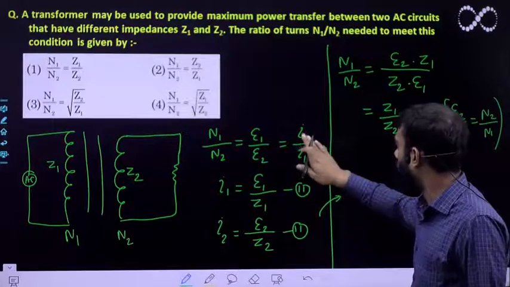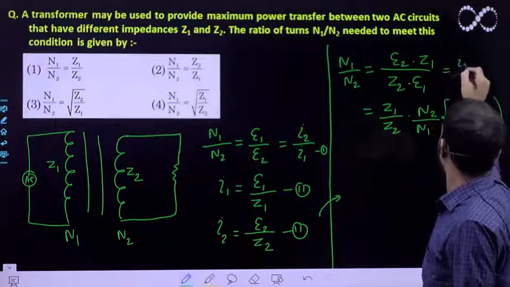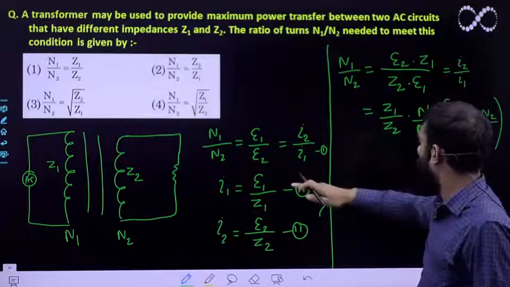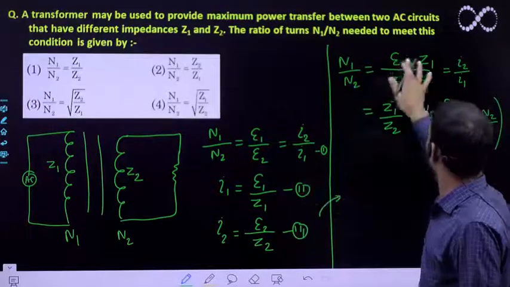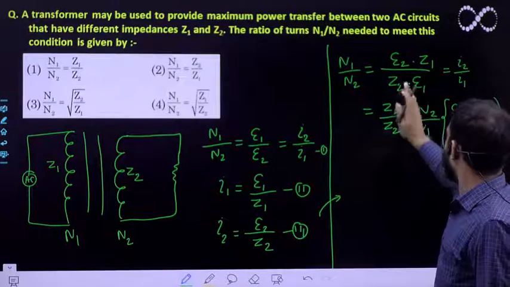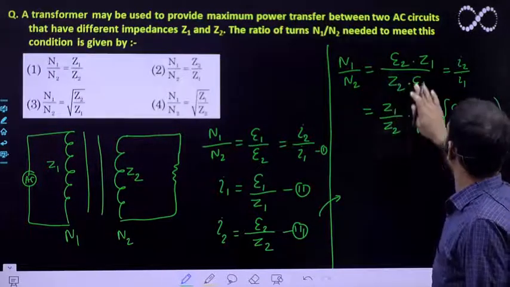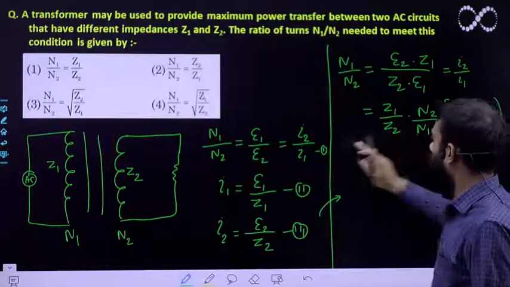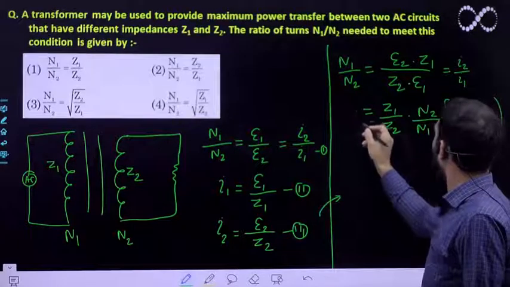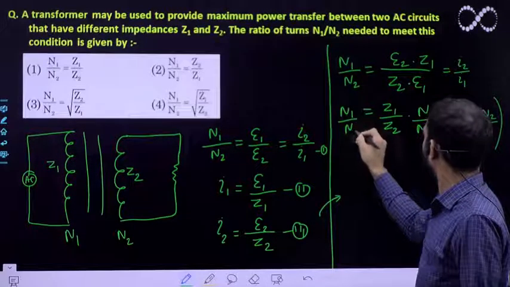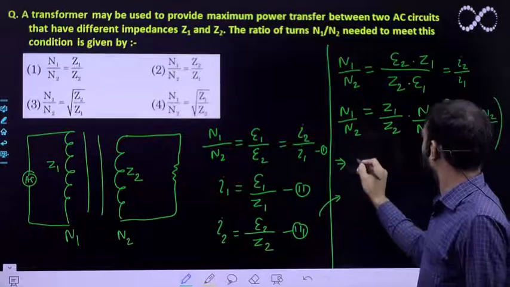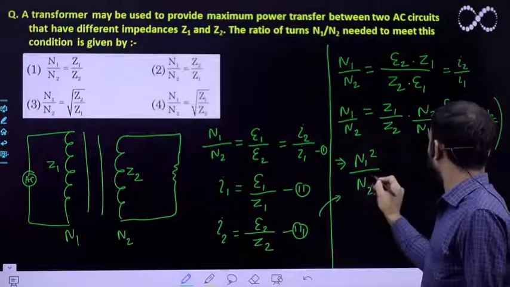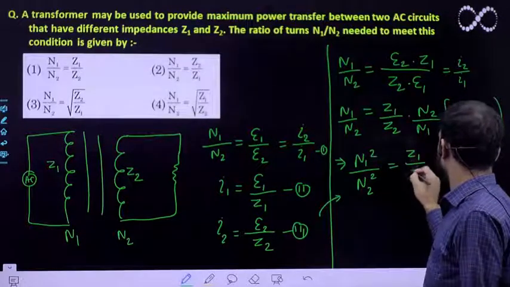E1 upon E2 is equal to I2 upon I1. All I have done is replace the values of I2 and I1 from equations 2 and 3. So this I got. Then Z1, Z2 I have taken this side, and this becomes E2 upon E1. E2 upon E1 is N2 upon N1, and this is your N1 upon N2. So this N1 can be taken this side, so this will become N1 square, and this N2 can be taken this side, so this will become N2 square, and that is equal to Z1 upon Z2.